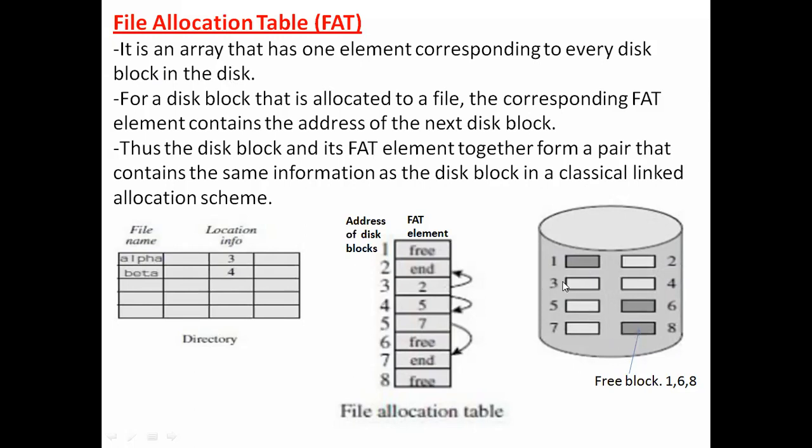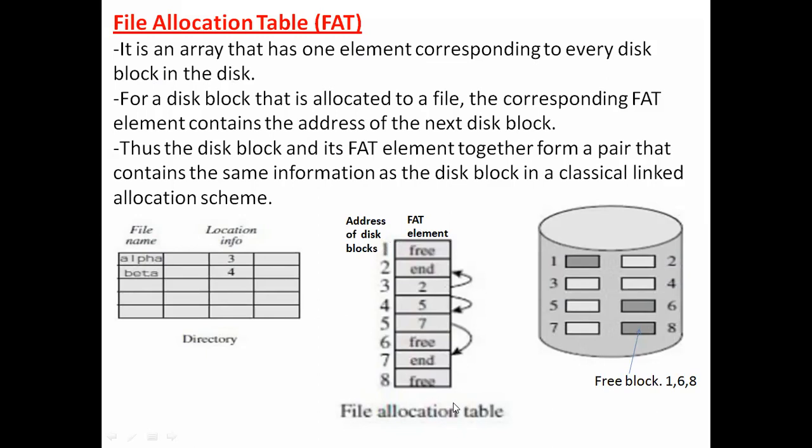I can see these free blocks are block number 1, block number 6, and block number 8. So blocks 1, 6 and 8 are freely available, and blocks 2, 3, 5, 7 are already occupied. So we have the information regarding each element corresponding to every disk block on the disk. This information will be stored in an array structure, and this array structure, which indicates each element corresponding to every block on the hard disk, is called the file allocation table, that is FAT.